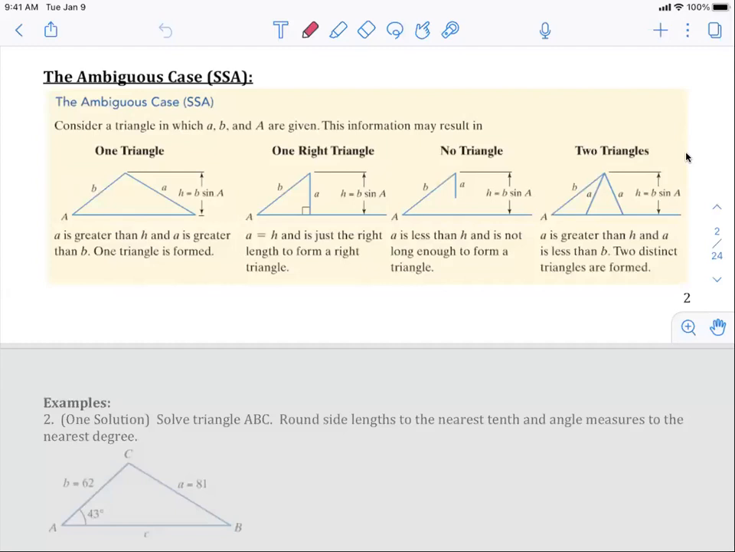I don't know what your geometry teacher told you, but I always said there's no ass in math. Angle, side, side. We don't do bad words in math. So that was not a way to prove triangle congruence.